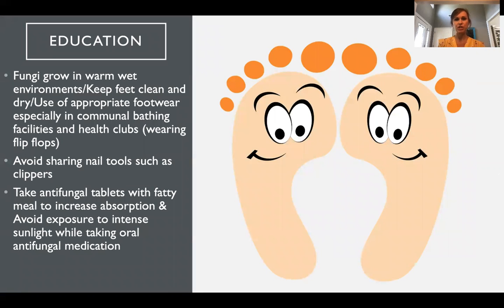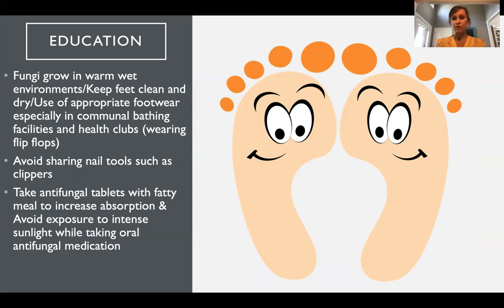And so as far as education for the patient, you want to let them know that fungi are going to grow in warm, wet environments. So it's important to keep their feet clean and dry. They want to make sure they're using appropriate footwear, especially if they're in a communal bathing facility or health clubs. So if they're using community showers, then they're going to want to wear their flip-flops in the showers. And then if they're at a fitness club or a health club, make sure they're wearing appropriate footwear to try to prevent the spread of the fungus.